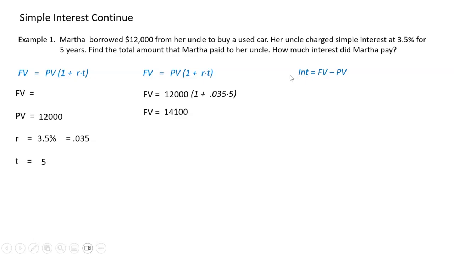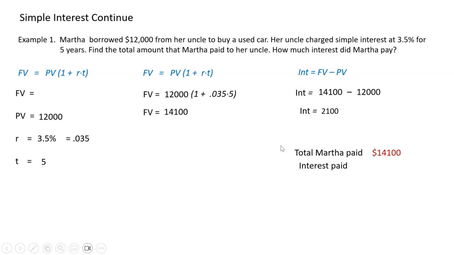Now, this is the formula that I was talking about. To find the interest, it's going to be the future value minus the present value, which will give us 14,100 minus 12,000. The result is 2,100. You see, guys, we get the same thing both ways, with both different formulas. Those two formulas are called the simple interest formulas.